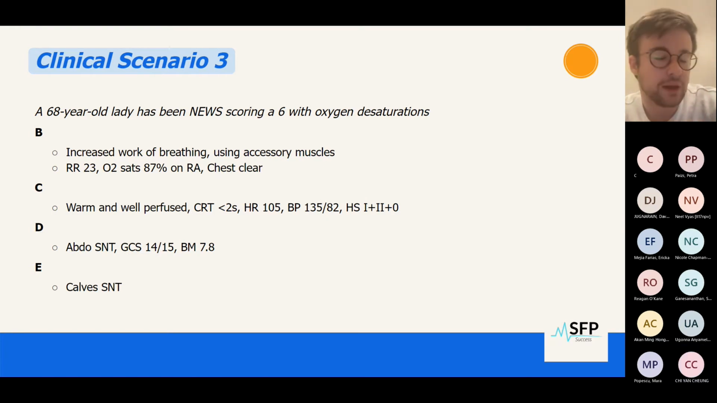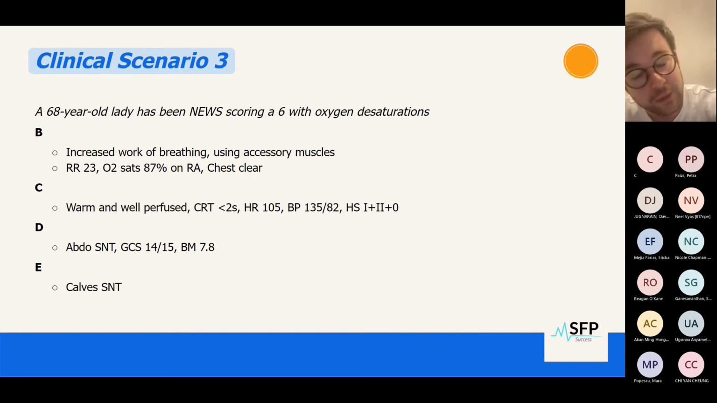Okay. And that could just be your introduction. Then the background being a 68-year-old woman, the history of pleuritic chest pain and increased breathlessness. She has a background of heart failure, previous MI, and known breast cancer.